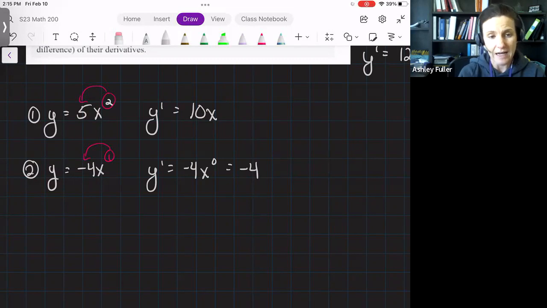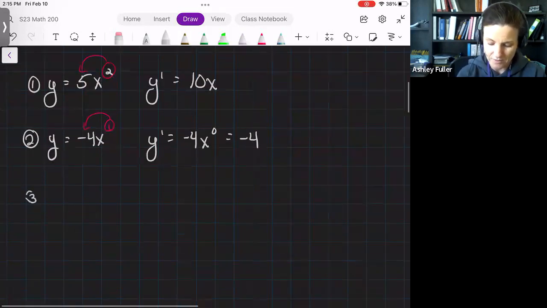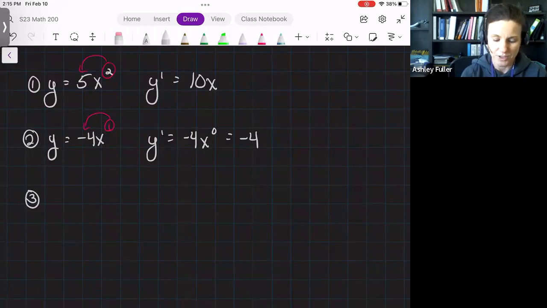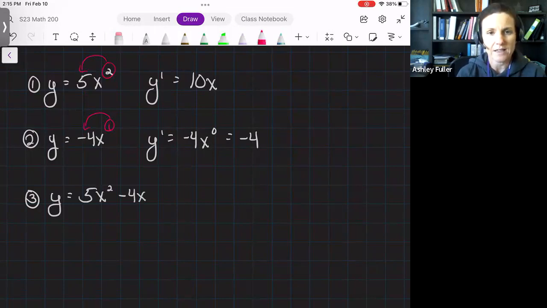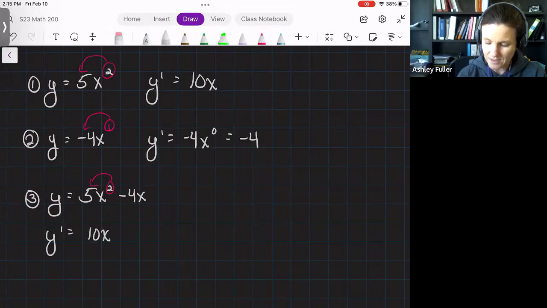Remember, this is a line, and thus the slope of the tangent line, which is what the first derivative is, will be a constant number, which is negative 4. Applying the addition and subtraction rule, if we have 5x squared minus 4x, we're going to calculate the derivative of each piece. Y prime, therefore, will become 10x to the first, and then this is an understood 1, so we just end up with minus 4.